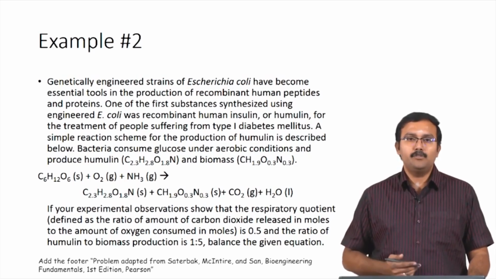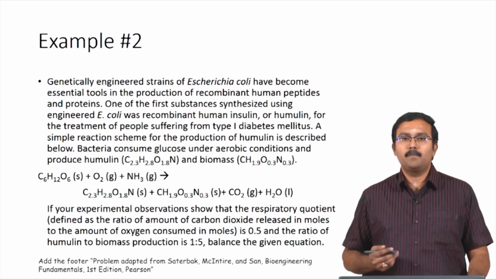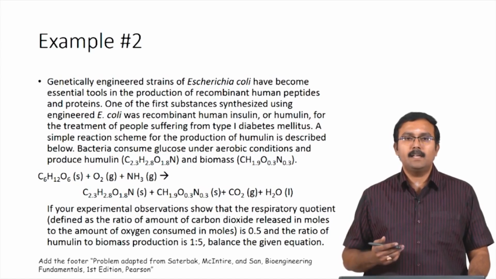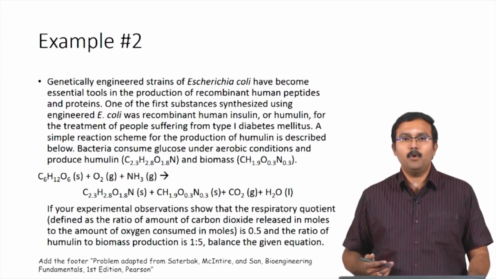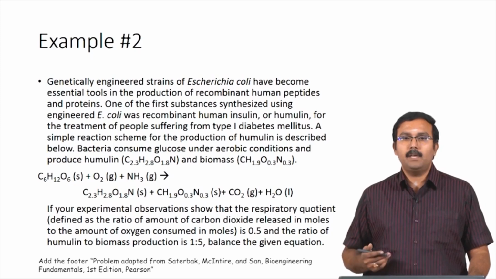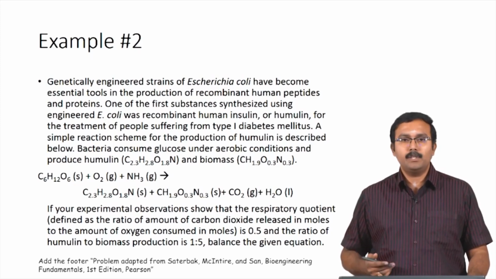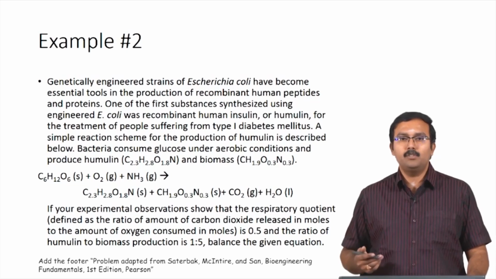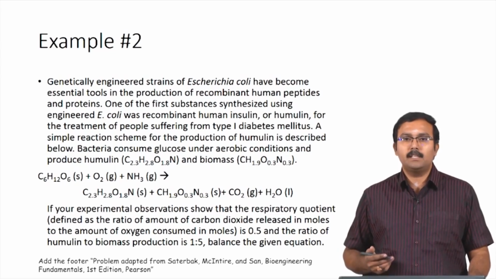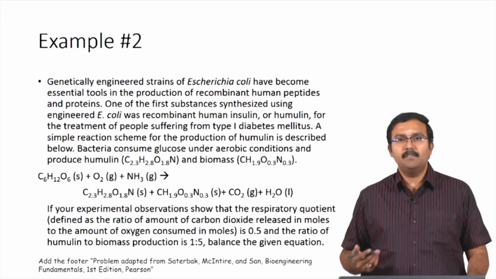The bacteria basically consumes glucose under aerobic conditions and produces humulin and also grows to form biomass. So, the reaction is given as glucose plus oxygen plus ammonia forms biomass and humulin, carbon dioxide and water. If your experimental observations show that the respiratory quotient, which is defined as the ratio of amount of carbon dioxide released in moles to the amount of oxygen consumed in moles, is 0.5 and the ratio of humulin to biomass production is 1:5, balance the given equation.